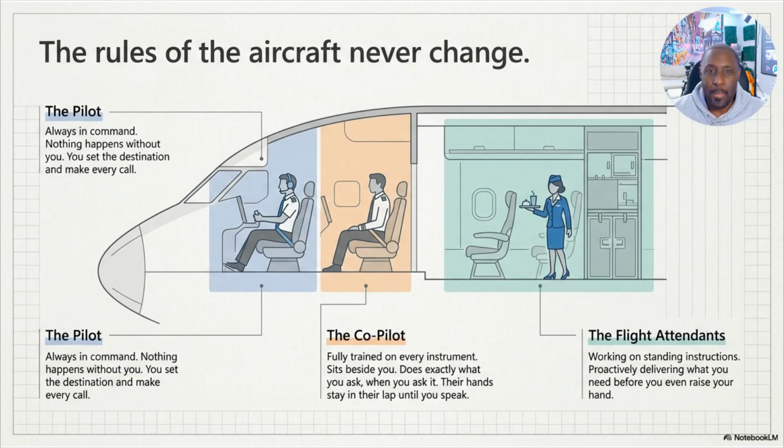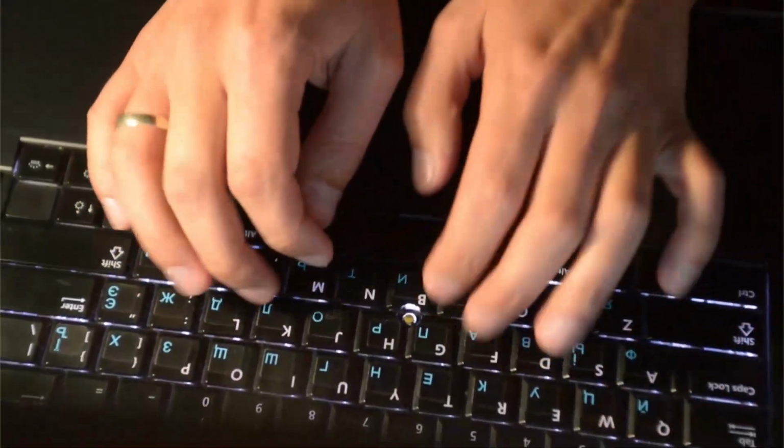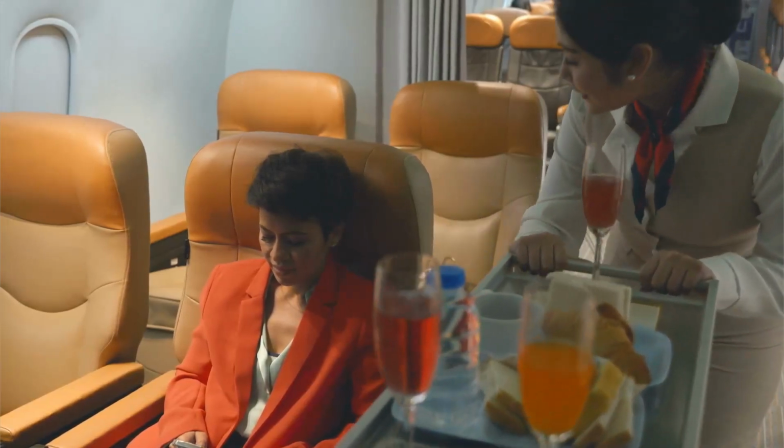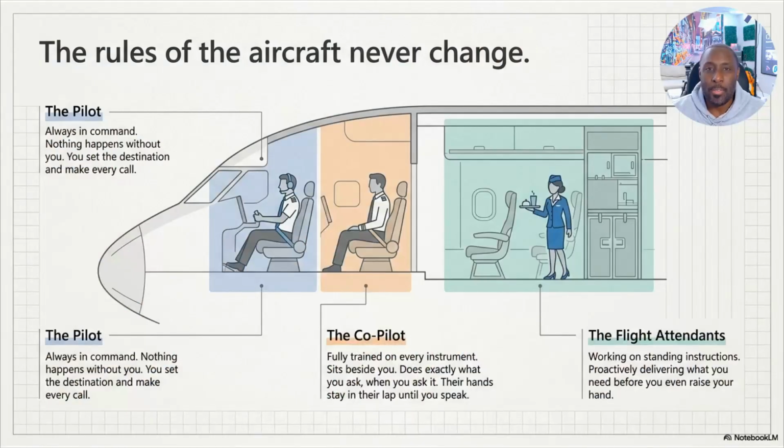The co-pilot, Microsoft Copilot, fully trained on every instrument, sits beside you, does exactly what you ask when you ask it. Their hands stay in their lap until you speak. The flight attendants, Copilot agents, working on standing instructions, proactively delivering what you need before you even raise your hand. The co-pilot does not change. The instrument in front of them does.